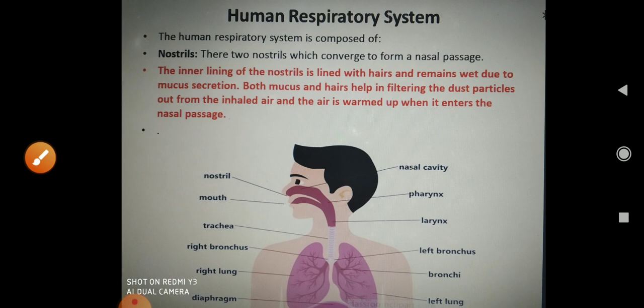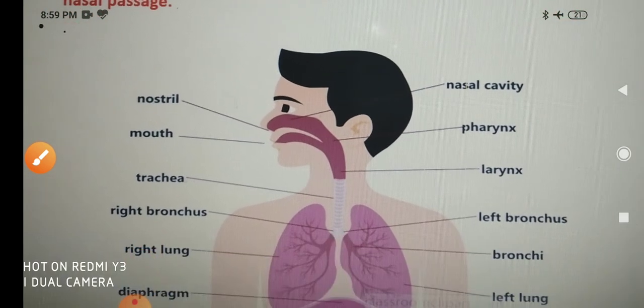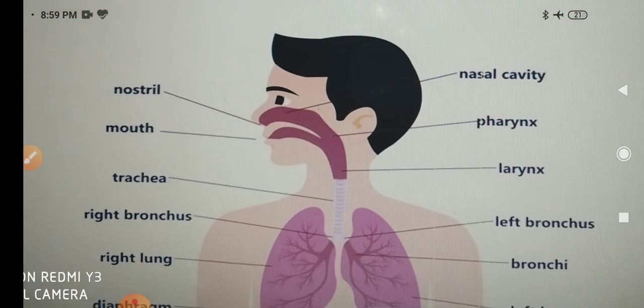The first one is the nostril. Now see, I will explain with the help of this diagram. Then see the nostril. This starting portion is called the nostril. Then this opens into the nasal passages. Continue in the nasal passages.